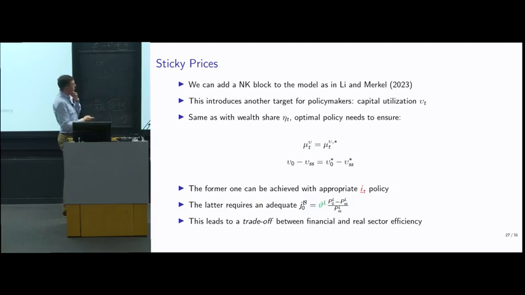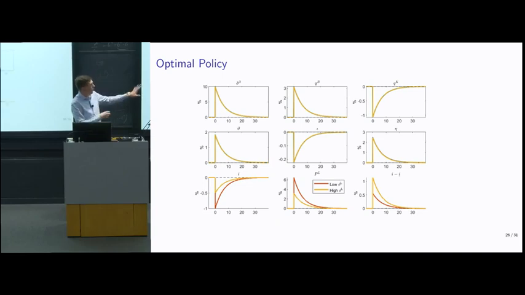So if you do that, you're going to get this utilization, another variable that you will have to match. And in the end, that is going to give you a trade-off between being able to steer the wealth distribution in the right way and steer this utilization and effectively the output in the right way. So in this flexible price economy, that was not a concern, and we had this multiplicity, and we can do a lot of things in different ways and achieve the constraint-efficient allocation.